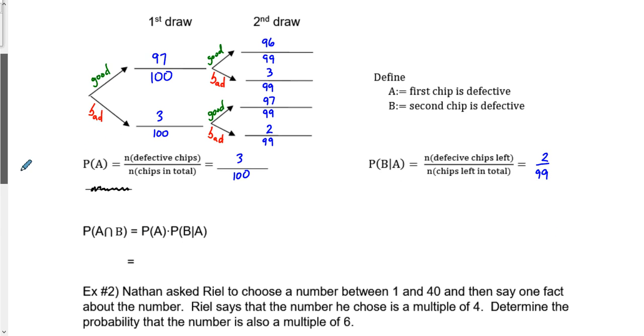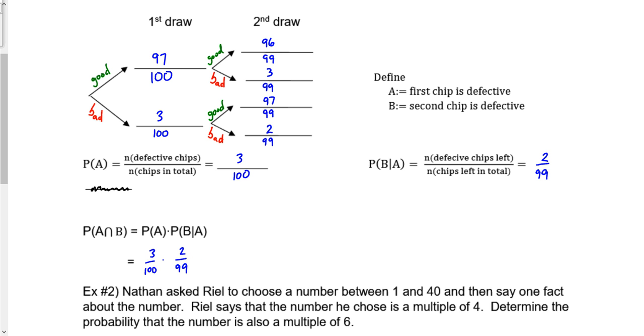If we want to find out the probability of the first one being defective and, again, this intersection being the symbol for and, the second one being defective, we'd have to take the 2 probabilities and multiply them together. Meaning 3 out of 100 multiplied by 2 out of 99.